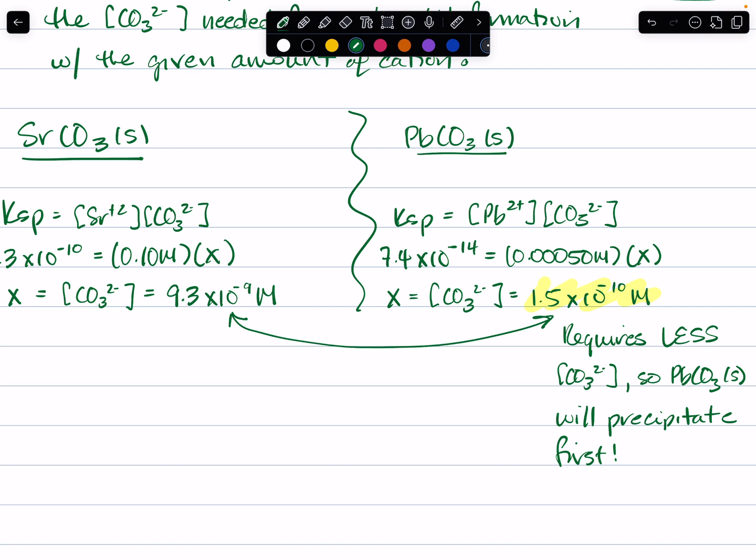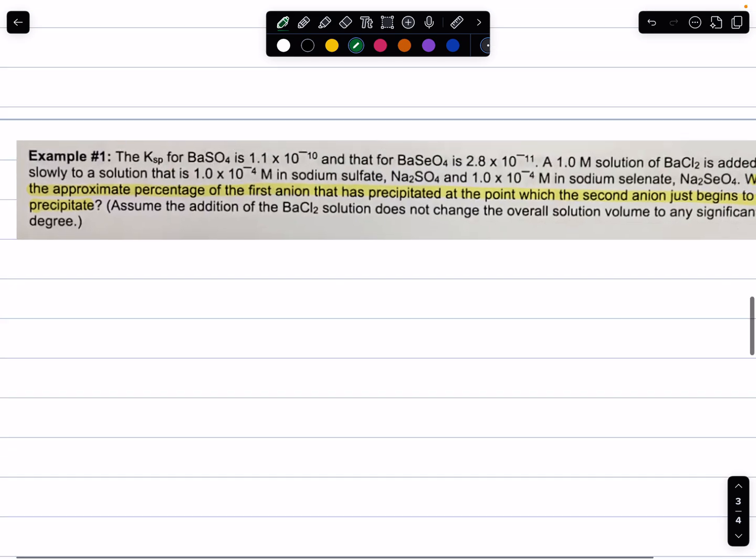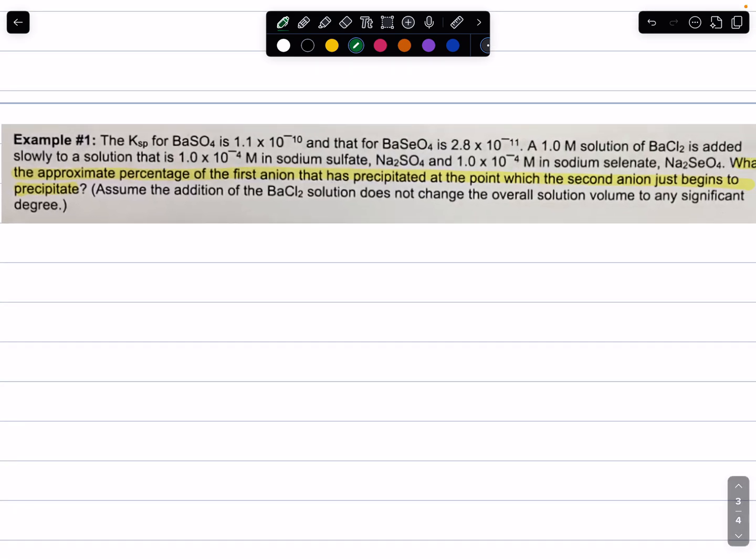All right, so if you're asked to find what will precipitate first and given amounts of the ions, you need to plug them in to your KSP expression to determine how much of that counter ion, whether it's an anion or cation, depending on what you're dealing with, and that's how you determine what's going to precipitate first. Okay? All right, so we're going to try one more. This one's a little bit different.